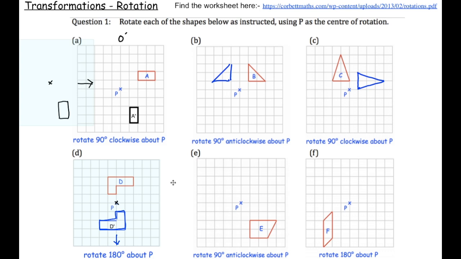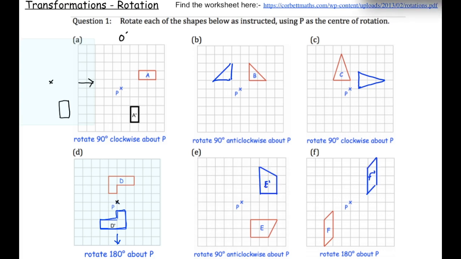Okay, so it's your turn. Press pause and have a go at E and F. When you're ready to see the answers, just press play.